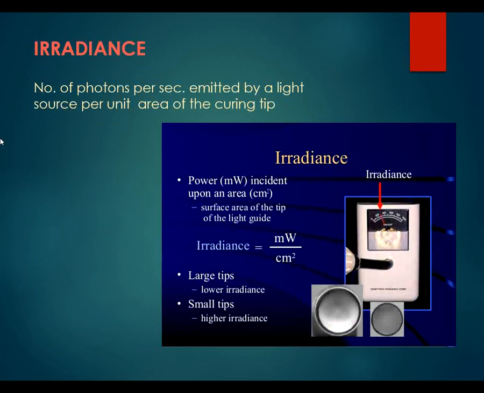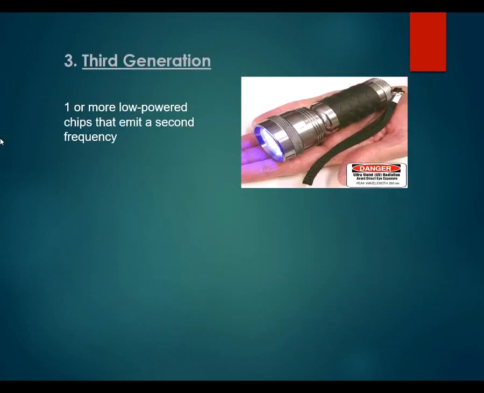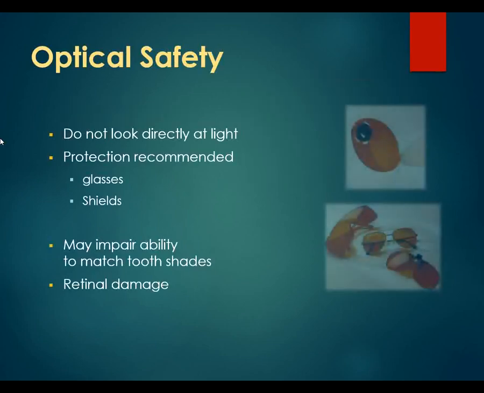Now, what is irradiance? Irradiance is the number of photons per second emitted by a light source per unit area of the curing tip. Its unit is microwatt over centimeter square. Third generation is one or more low powered chips that emit a second frequency.